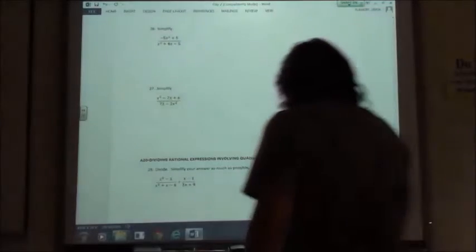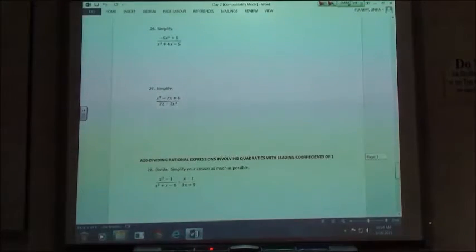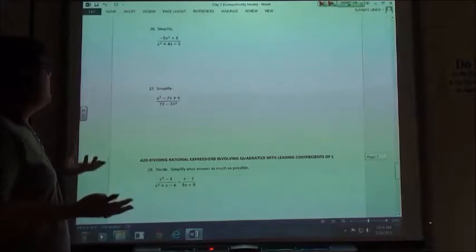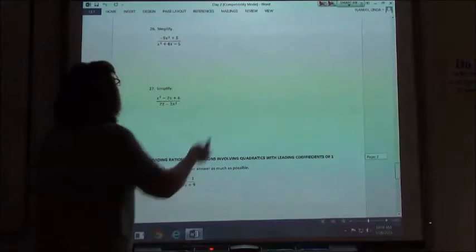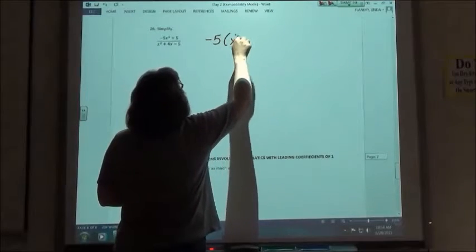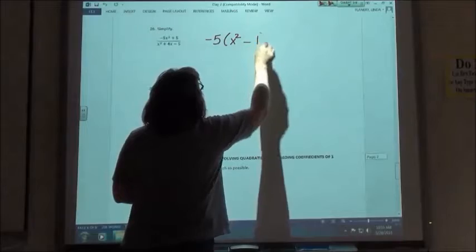So 26, same kind of thing. If I look at that, I want to simplify it, so I want to put it in factored form. Looking at the top, I want to take out my greatest common factor. I can either take out the negative 5 or a positive 5. It's kind of up to you, but since I want my x squared to be positive, I'm going to go ahead and take the negative 5 out. So if I take the negative 5 out, it leaves me a positive x squared, and then a positive 5 divided by negative 5 would be minus 1.